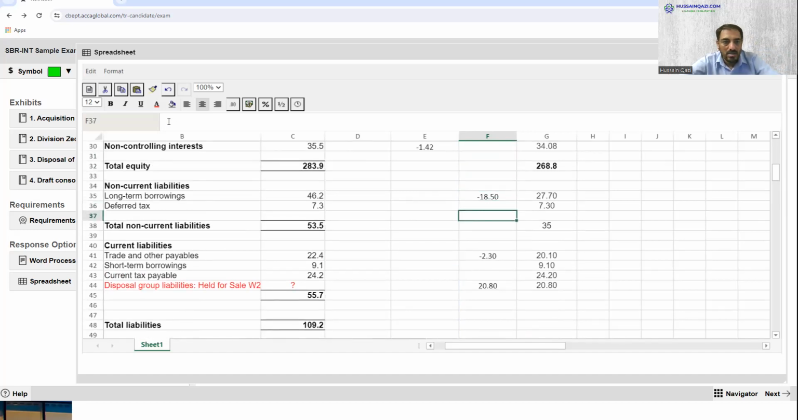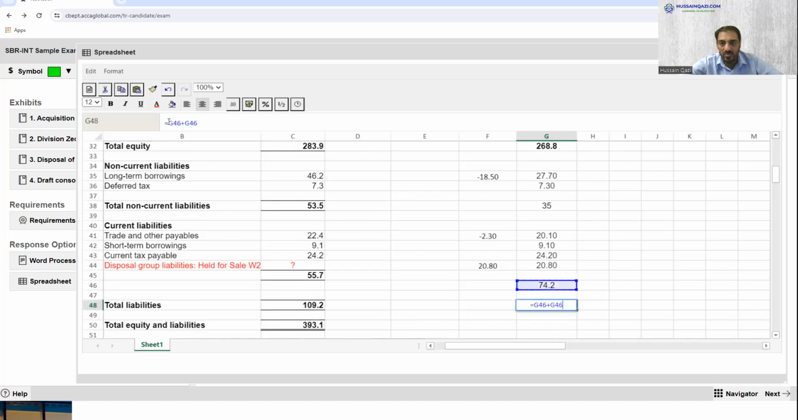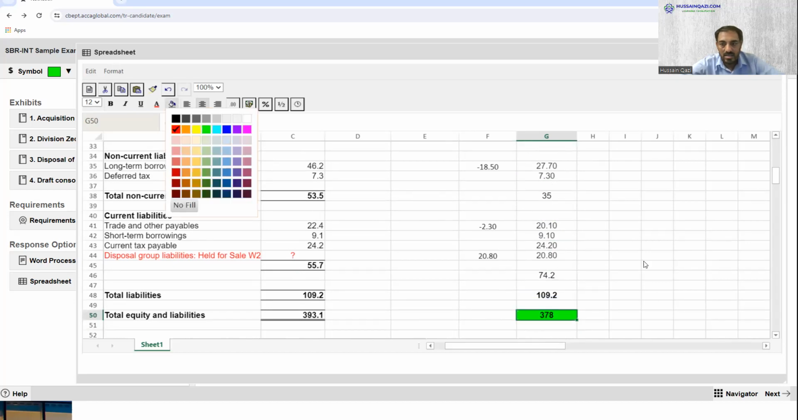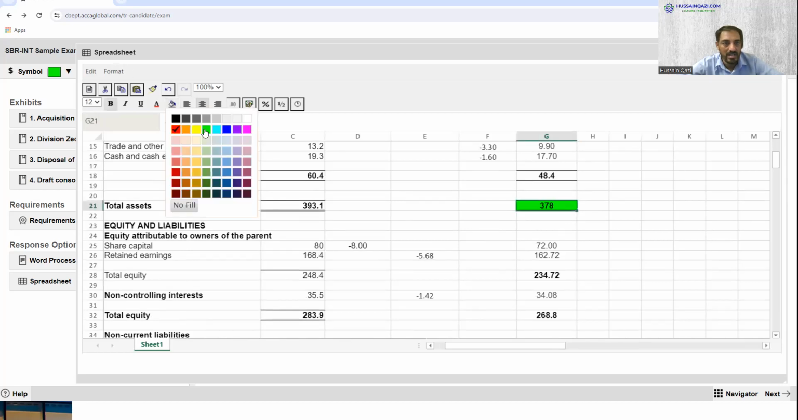Yes. 35. 74.2. So here total liability 74.2 plus 35 is 109.2. 109.2 plus 268 is 378. So here the balance, 378 and 378.